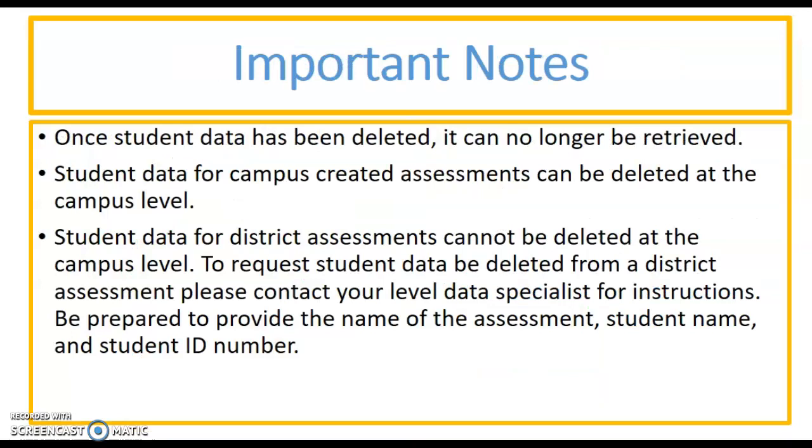Before deleting student assessment data, please consider the following. Once student data has been deleted, it can no longer be retrieved. Student data for campus-created assessments can be deleted at the campus level. Student data for district assessments cannot be deleted at the campus level.